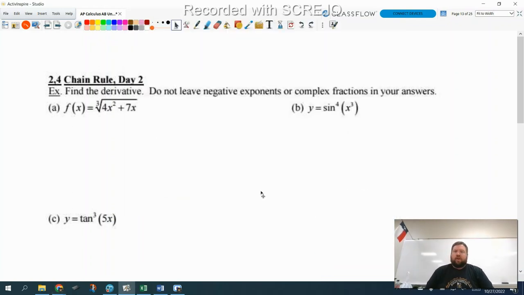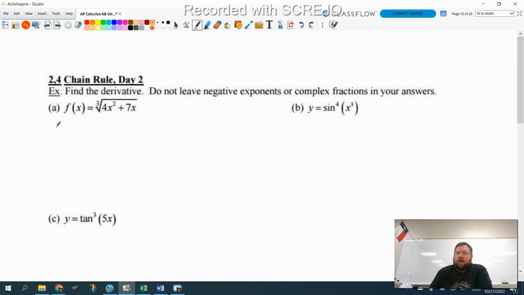All right, welcome to Chain Rule Day 2. So we are going to find a few derivatives here. It's just going to be applying the chain rule that we learned about in our first lesson to a few different problems, and then we'll move on and do some applications with it.